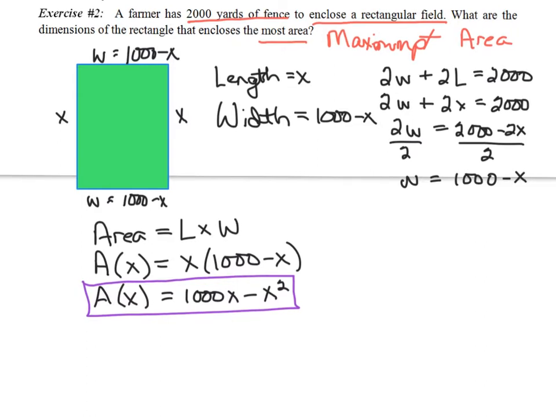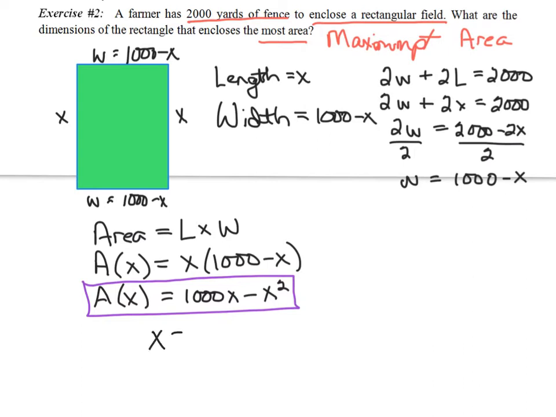You'll notice that this quadratic equation, even though I've written it in a different order, has a negative in front of my x squared. So that of course tells me that my parabola is going to be facing down. When the parabola faces down, the turning point is going to be a maximum point. So we are just being asked to find the turning point.